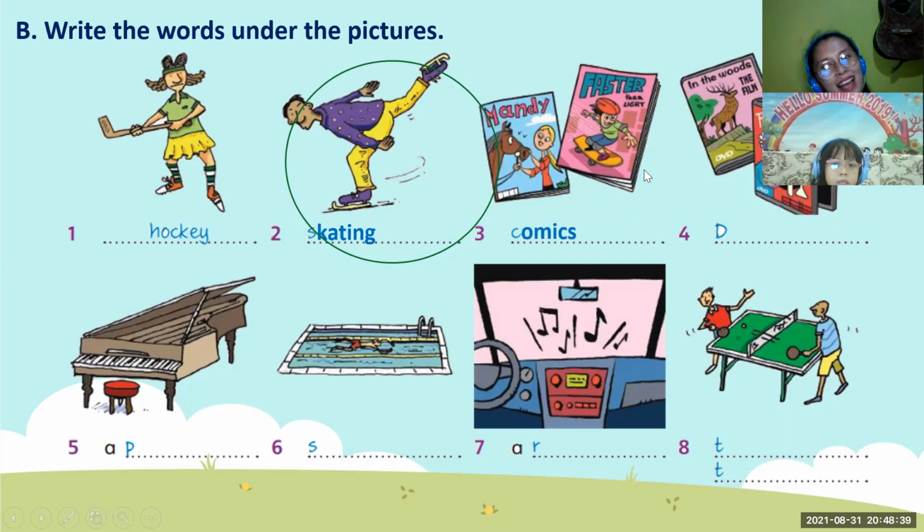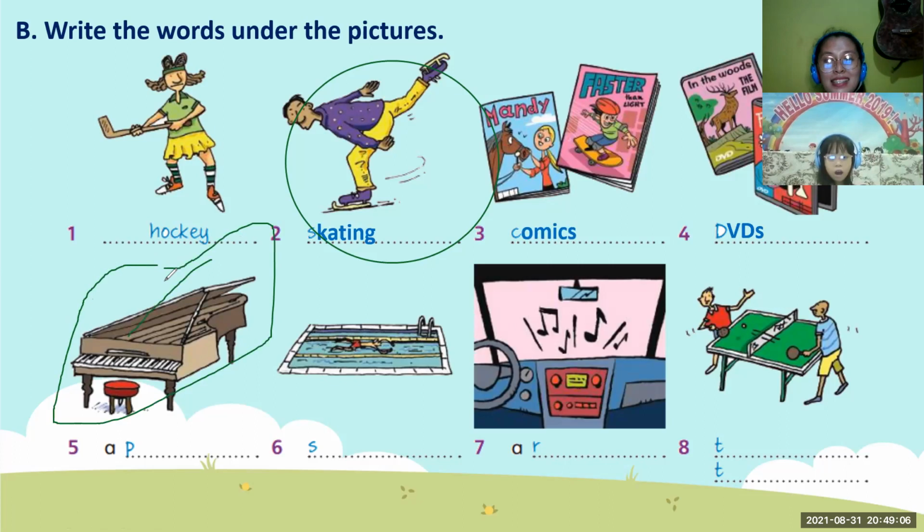Okay, how about that? You can watch movies using that one. Okay. You can watch a movie. Oh, very good. Next one is a DVD. How about this? I know you know this one. What's this? Okay, what is that? That is a comics. It is full of stories. It's like a storybook.